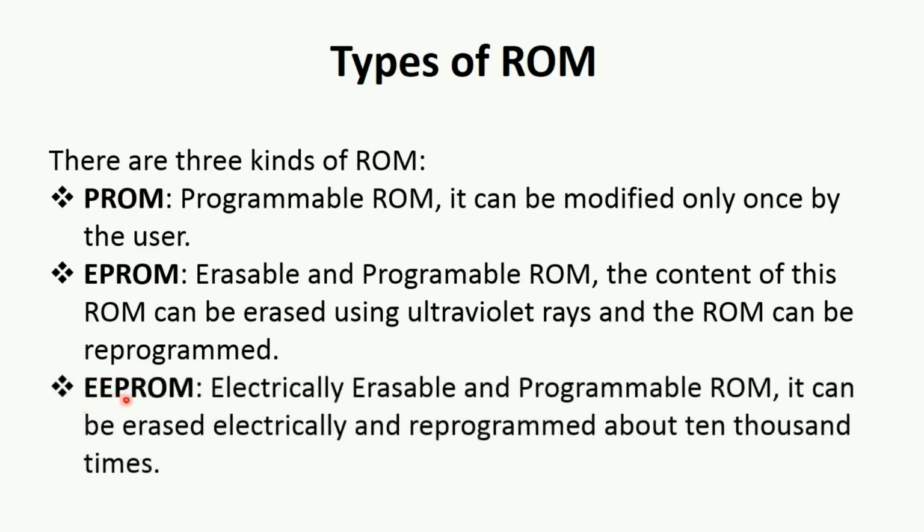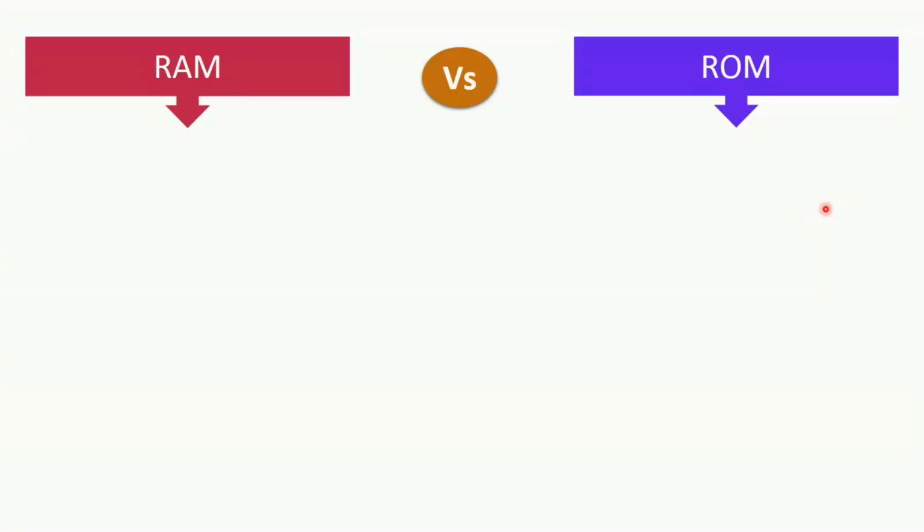At last we have EEPROM, electrically erasable and programmable ROM. It can be erased electrically and reprogrammed about 10,000 times. Both erasing and programming in EEPROM take about 4 to 10 milliseconds. It is flexible because any location in EEPROM can be selectively erased and programmed. But only one byte is erased at a time rather than the entire chip. That's why it is kind of slow.